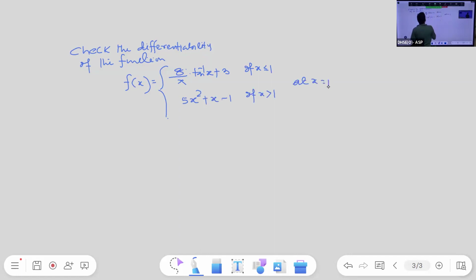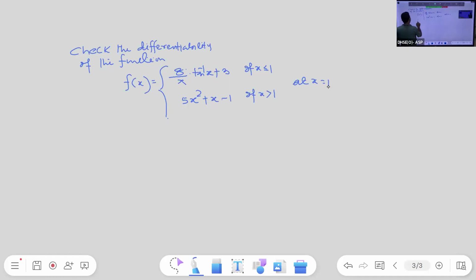Okay, so this is the given function. We have to check the differentiability of this function by using differentiation, without using the first principle method, that is the LHD-RHD method. Directly differentiating, we can check the differentiability of the function. For that, we have to check the continuity of the function at the given point. So for continuity, we have to find out the left hand limit, right hand limit, and value of the function.